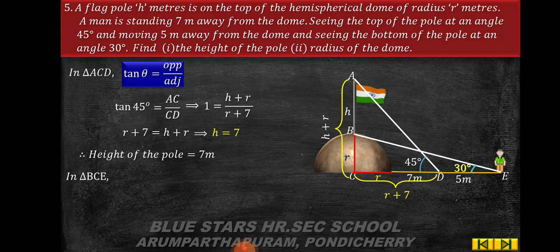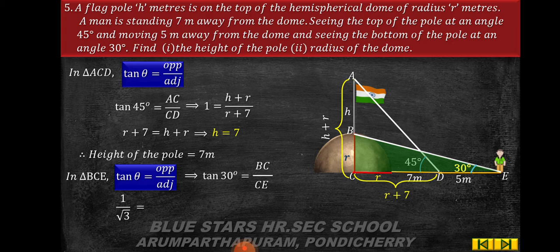So in triangle BCE, that is the lower triangle, tan theta is equal to opposite by adjacent, which implies tan 30 degree is equal to opposite BC divided by adjacent CE. So tan 30 degree is 1 by root 3, which is equal to the value of BC, R, divided by the value of CE, R plus 7 plus 5. So which implies 1 by root 3 is equal to R divided by R plus 12. 7 plus 5 is 12.